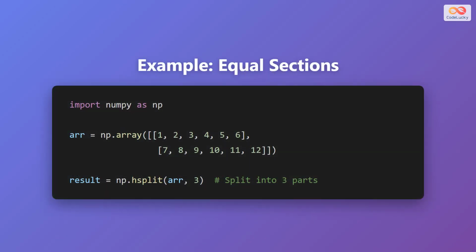Here's a practical example. We create a two-dimensional array with 2 rows and 6 columns, containing numbers from 1 to 12. Then we call np.hsplit with the array and the number 3. This tells NumPy to split the array into 3 equal parts horizontally.